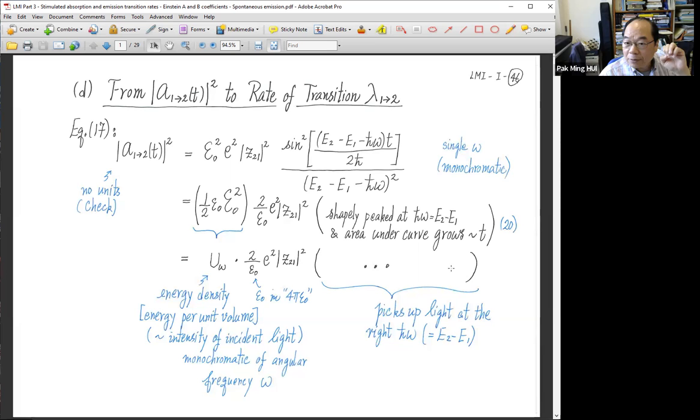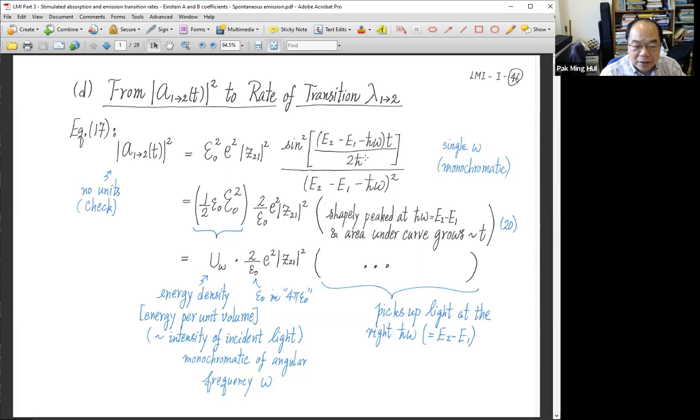Basically, it is probability per unit time. We can do it because of our previous discussion. This thing has a peak, the area under which is proportional to t. So at the end, this will be proportional to t. Divide the t through, that will give us probability per unit time. That is called the transition rate. Okay, so you have some anticipation.